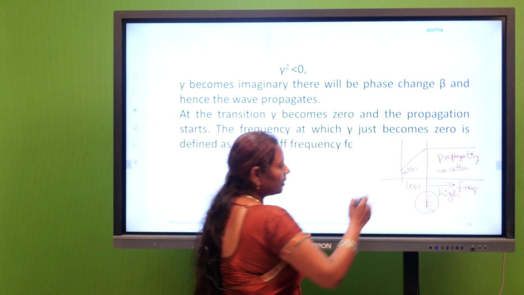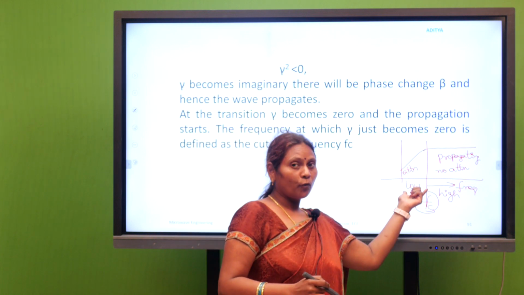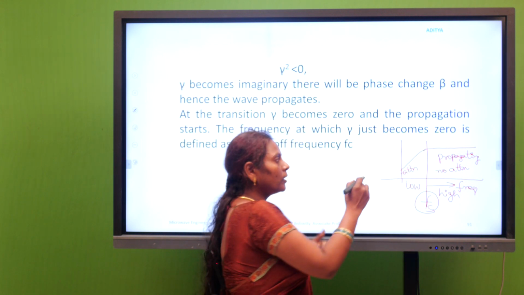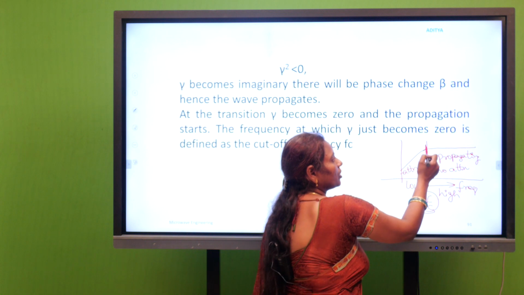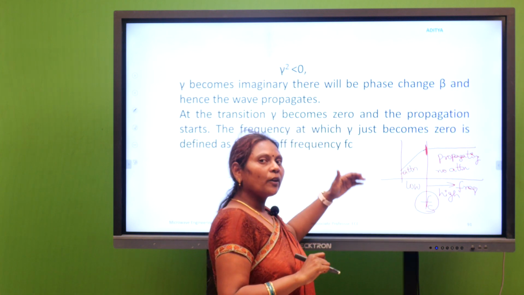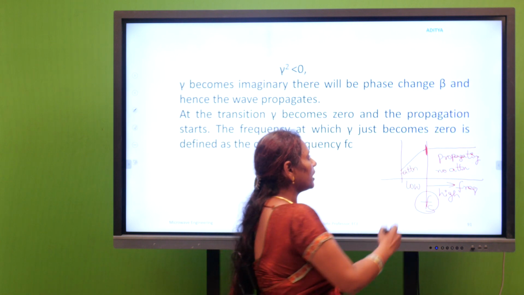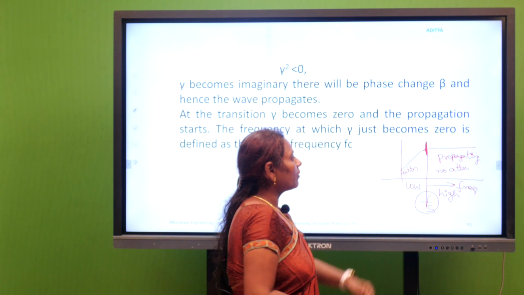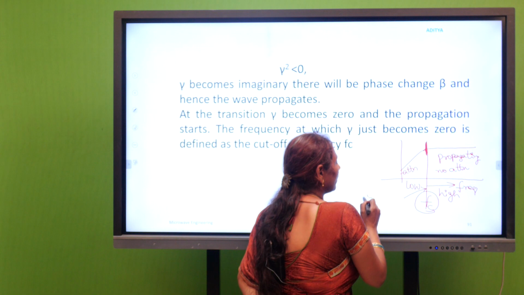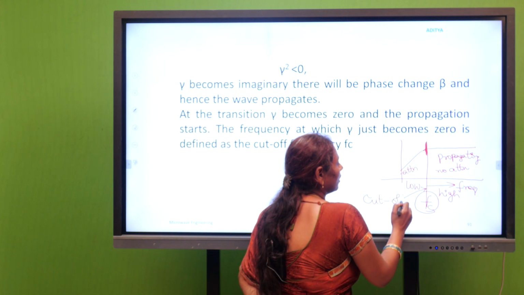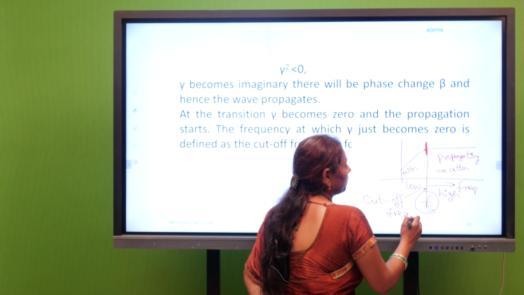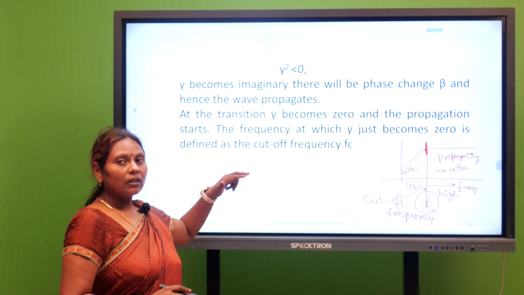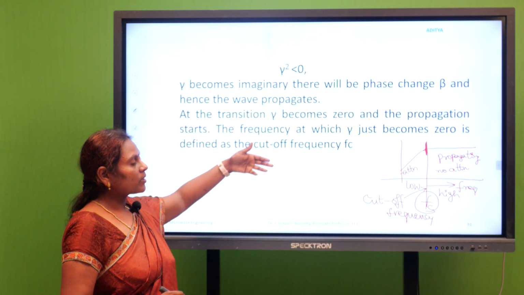That means for low values of omega there is attenuation, and for high values of omega there is propagation. So there is a transition, changing from attenuation to propagation. This transition occurs at a frequency, and that frequency we call the cutoff frequency. So we define that at the transition, omega itself becomes the cutoff frequency.